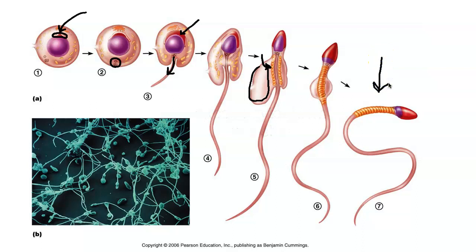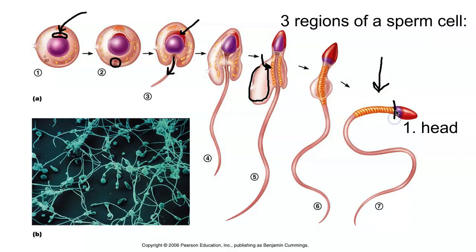A sperm cell has three portions, three regions. There's the head, which is basically the nucleus surrounded by the acrosome, which we can see in red. The acrosome is going to rupture on contact and hopefully degrade away the protective coating around the oocyte. Another region of the sperm cell is called the midpiece. Midpiece is that proximal region of the flagellum with the mitochondria spiraling around.